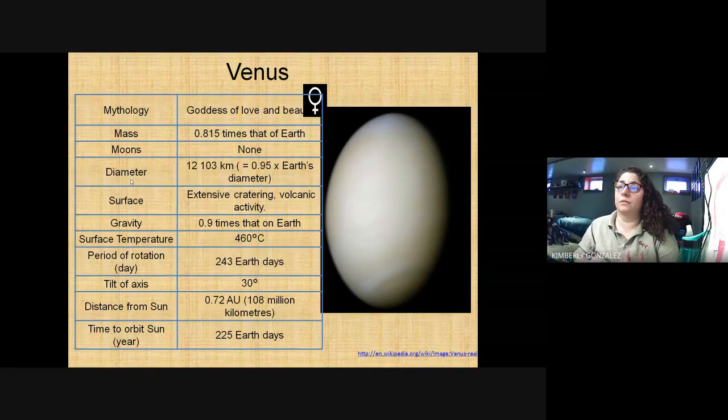Okay, that volcanic activity is going to create the cloud that surrounds it. Now, because of that cloud, it traps in the heat and creates that greenhouse effect that they are so worried is happening on Earth. Okay, because they see what it's doing to Venus. Venus is basically uninhabitable for humans.